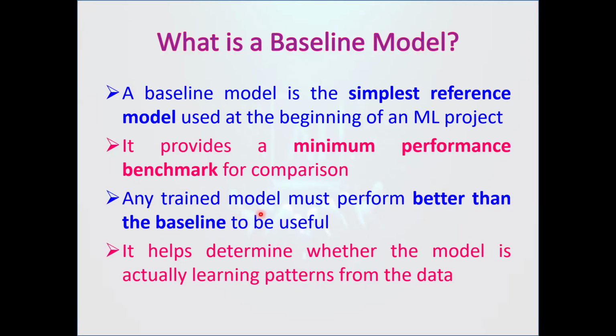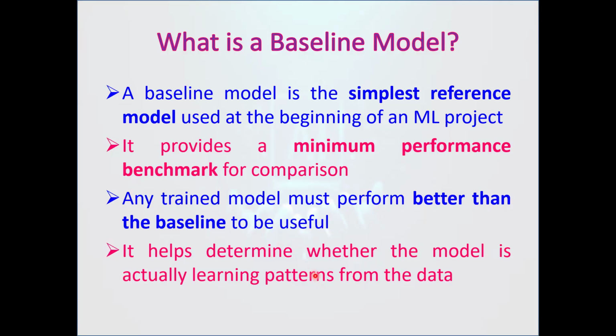Next, any trained model must perform better than the baseline model to be useful. That means for a machine learning model to be considered useful, it must outperform the baseline model. If a complex algorithm produces results equal to or worse than the baseline, it suggests that the model is not learning meaningful patterns from the data. This situation may occur due to poor feature selection, insufficient data quality, or incorrect model design. Therefore, beating the baseline is the first validation step before claiming a model is a success.